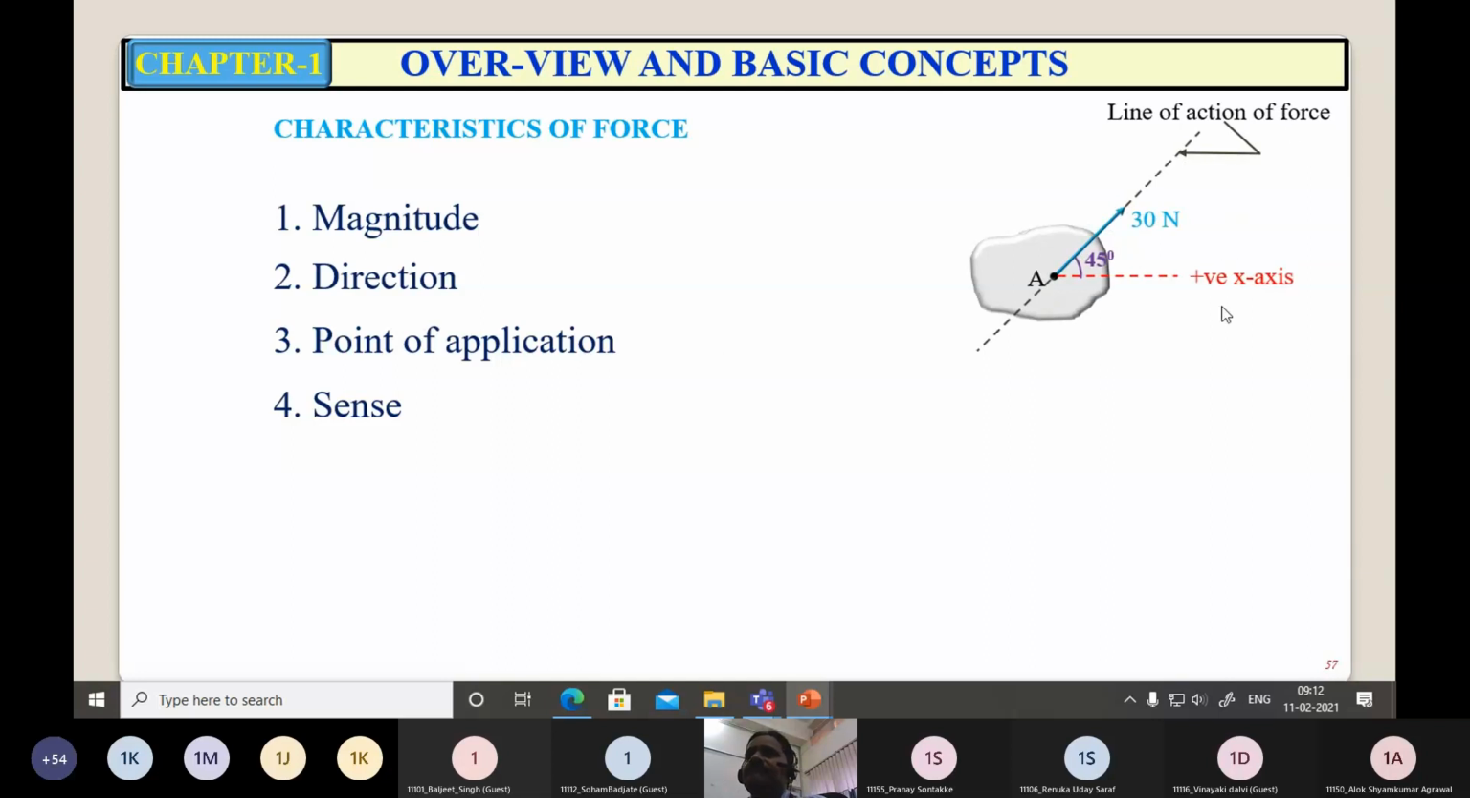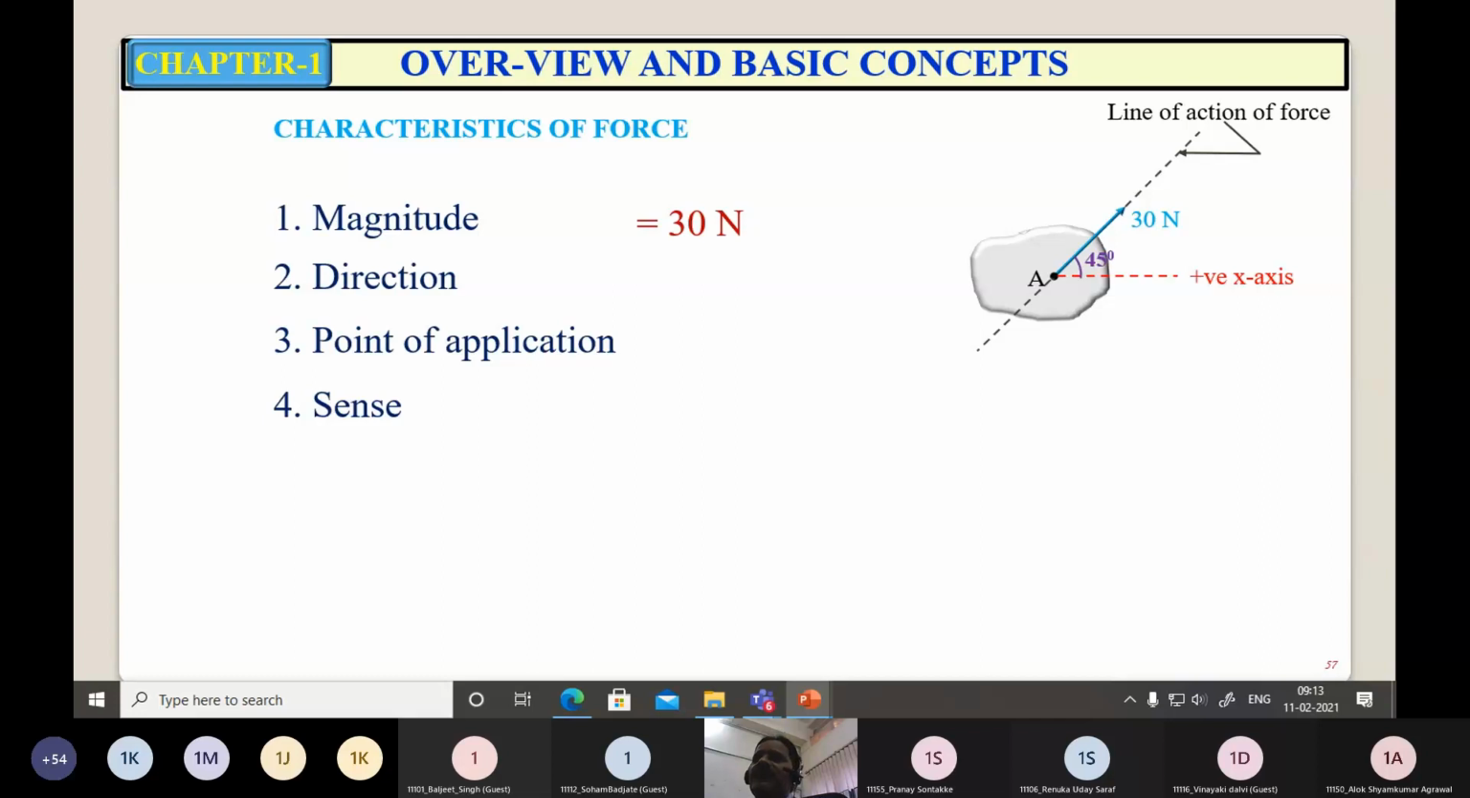See this figure. A force of 30 newtons is acting at point A at an angle of 45 degrees with respect to the positive x-axis, and it is acting away from the point. That is the complete description of the force. So what is the magnitude of the force? 30 newtons. It is the amount of force which is measured in Newton in SI unit. So the magnitude of force is 30 newtons.